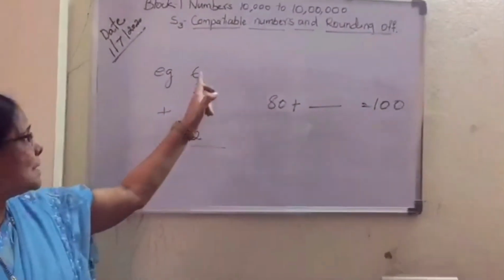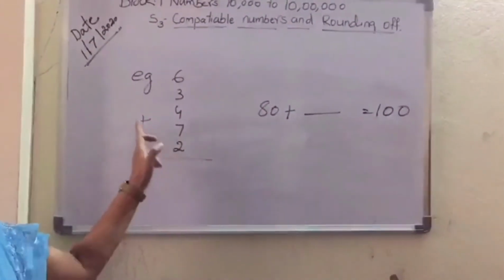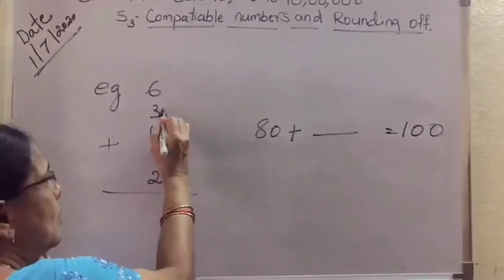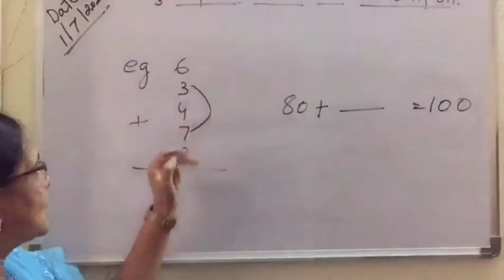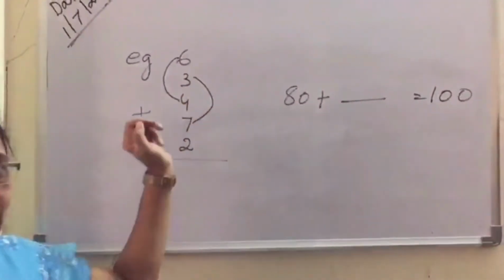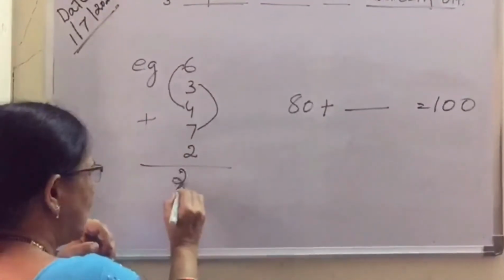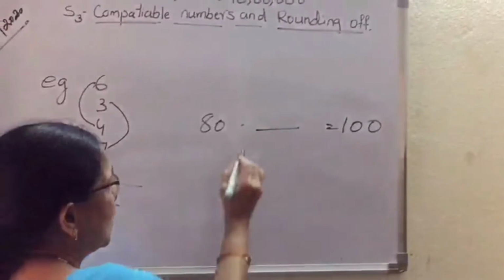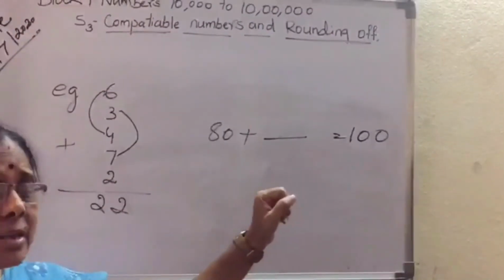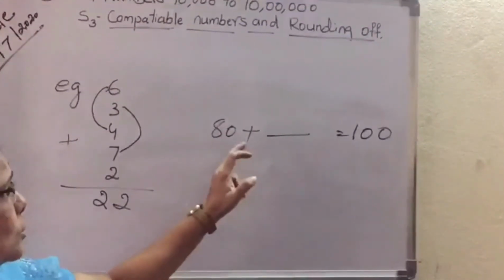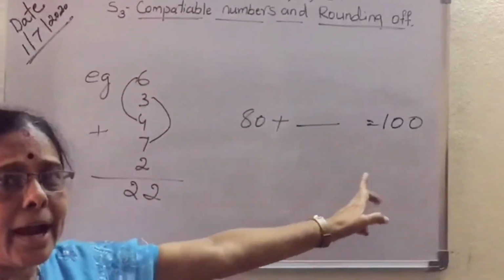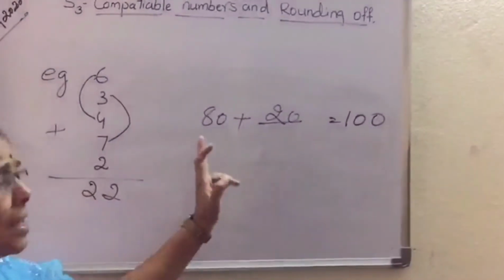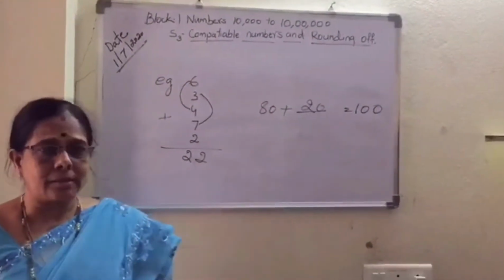See, for example, 6, 3, 4, 7, 2. This you have to add, children. How will you add fast here? Here compatible numbers are 7 plus 3 is 10, and 6 plus 4 is 10. 2 tens, 20, and 2 is 22, children. See how we will find the answer quickly in subtraction, children. What you have to do: 100 minus 80. 100 minus 80 is 20. So 20 is the answer. Like this they will find the answer quickly.